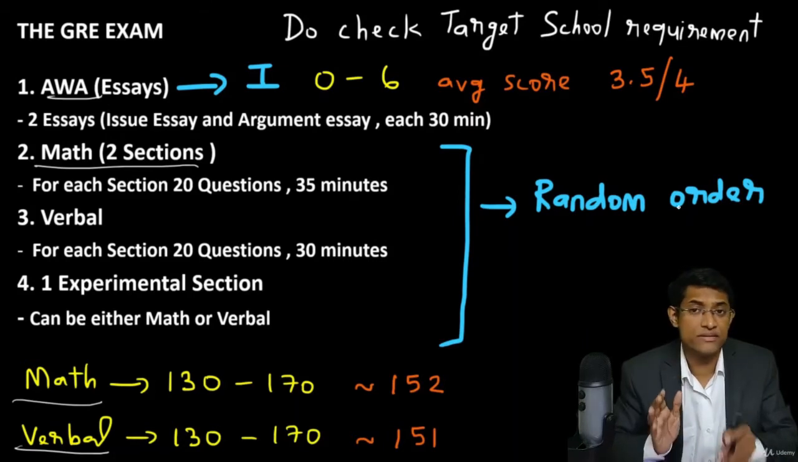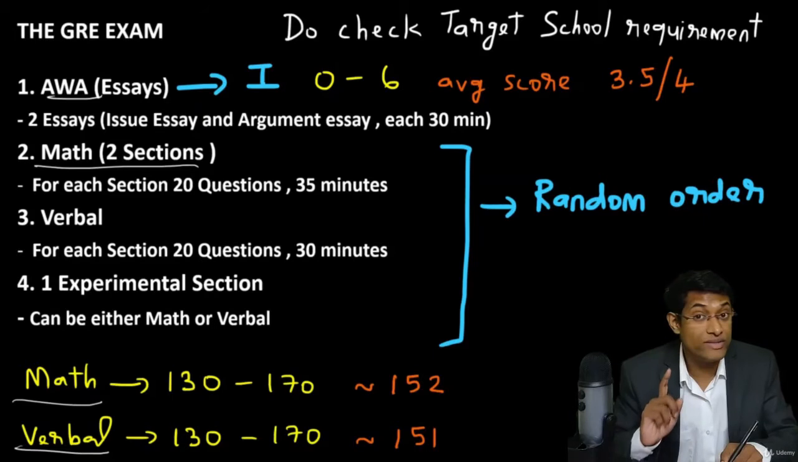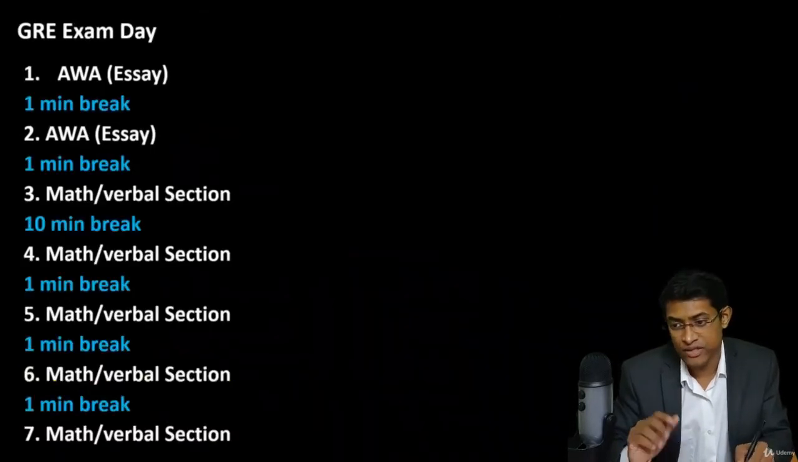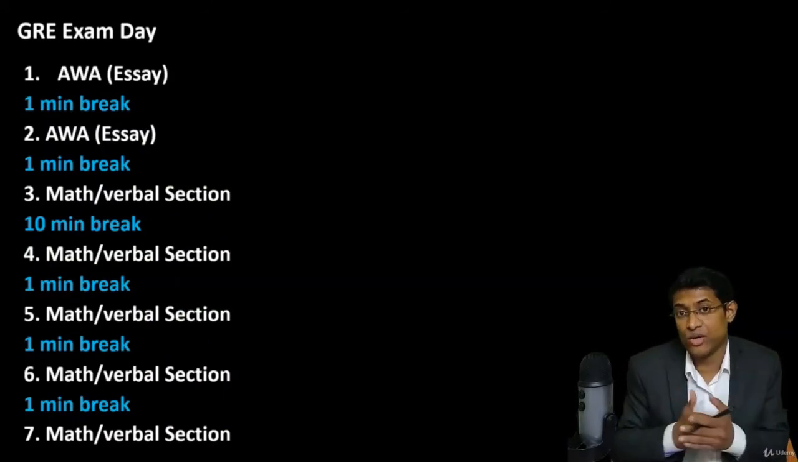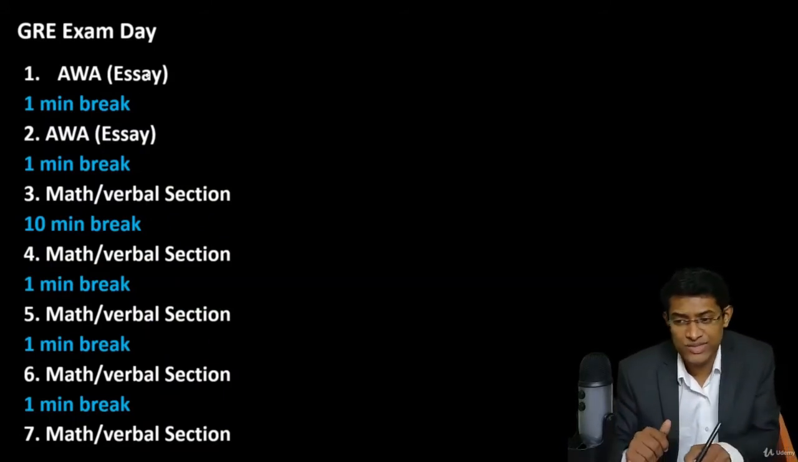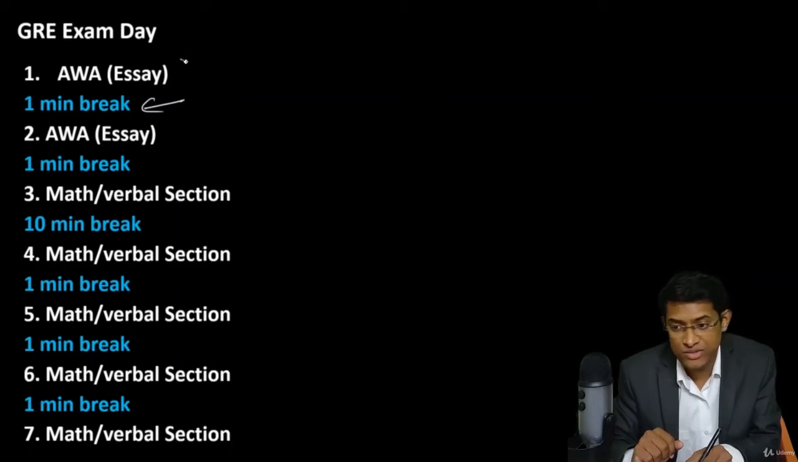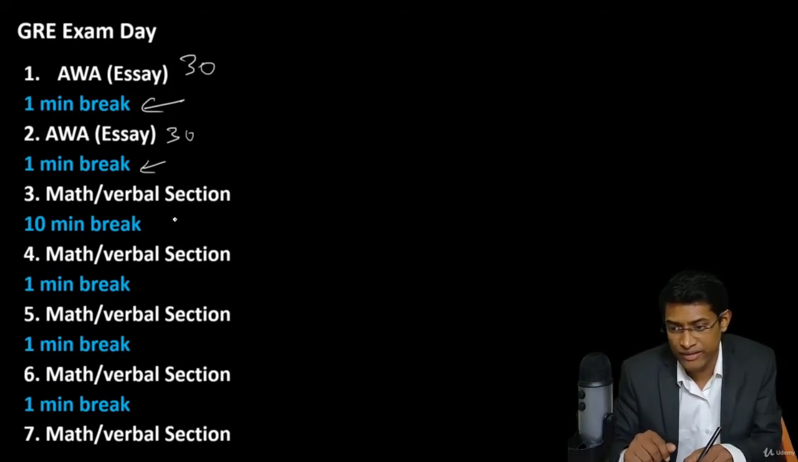Now, let's discuss some important things that you need to keep in mind on the day that you are giving the GRE. Let's get into that. Alright, so first, what would be the order of questions or sections that you can expect? You start with the AWA. You get 1 minute break after you finish your first essay. Then you write your second essay. So this is 30 minutes. This is again 30 minutes over here. And after you're done with your second essay, you again get 1 minute break. And after that, you have your first section.